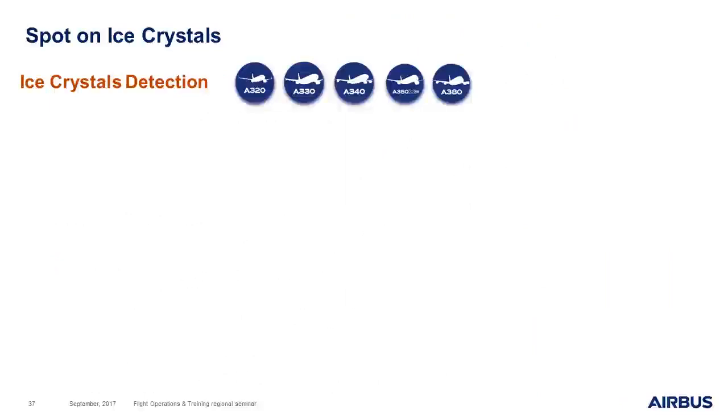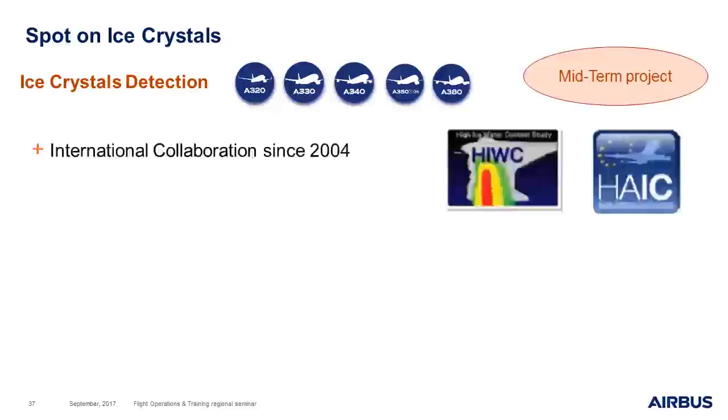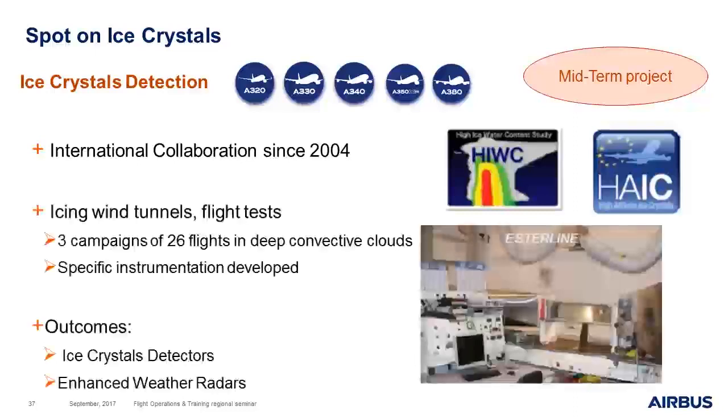But we also work in parallel on ice crystals detection, and this is a mid-term project. As you may know, there is an international collaboration since 2004 in order to work on ice crystals. Airbus has participated in this collaboration and has performed some tests in icing wind tunnels and also some flight tests. As an example, there were 3 campaigns of 26 flights in very deep convective clouds. We have also developed a specific instrumentation for these flights.